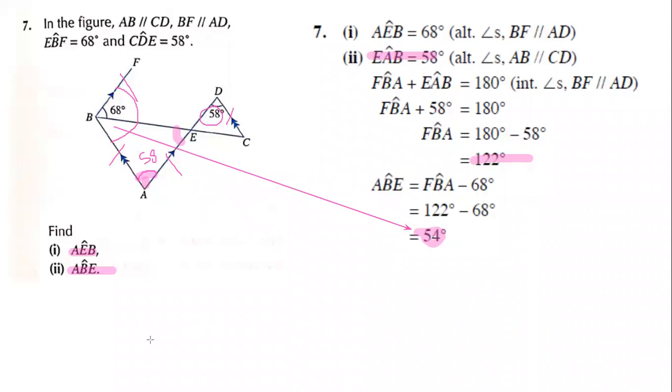Clear? And we can clearly see that this 68 degree angle is an alternate angle to this angle AEB, which is 68. So we have the value here, which is 68, and we have the angle ABE, which is 54.